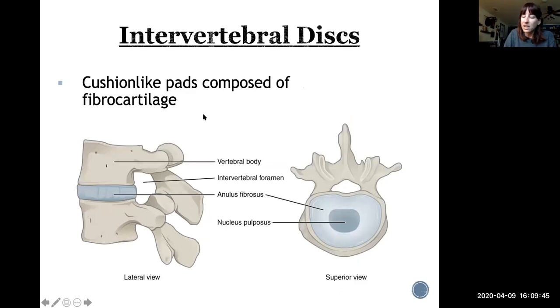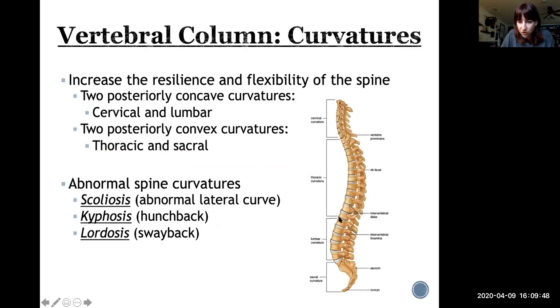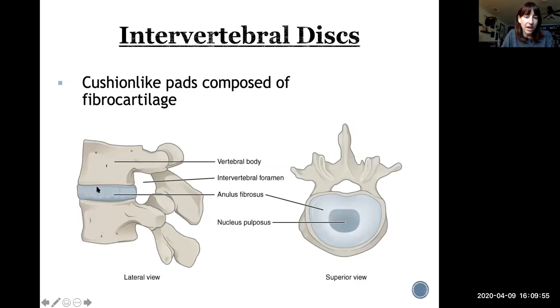Okay, so in between the vertebrae of your spinal column, in sort of a blue color here, are your intervertebral discs. And if you'll recall, they are made of fibrocartilage, right? Fibrocartilage is the type that's very dense and good for shock absorption. There's two regions of the intervertebral discs, annulus and nucleus pulposus. Don't worry about that. I just want you to know that they are in between your vertebrae and that they are made of fibrocartilage.